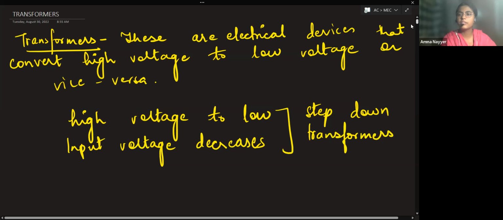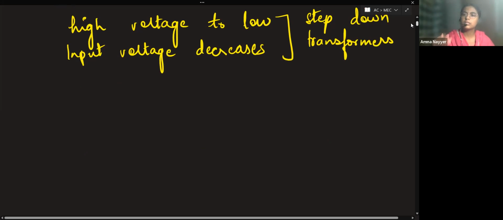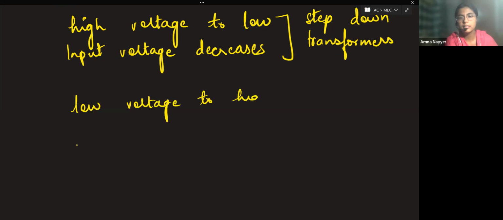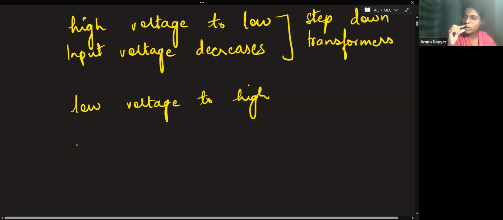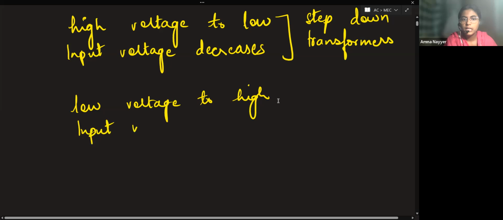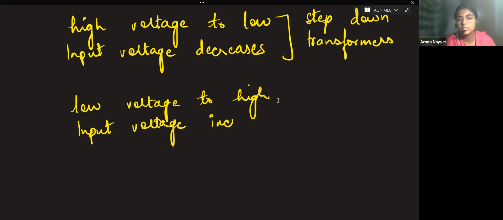Contrary to this, now you can easily predict the other one. If the voltage is converted from a low voltage into a high voltage, essentially a very small lower voltage is increasing, moving from a lower scale to an upper scale. So here what is happening to the input voltage? Input voltage increases over here. So we call this what? Step up transformer. Something that is going up. And what is that something? Voltage. Voltage is the thing that is going up. So here we'll say this is a step up transformer.